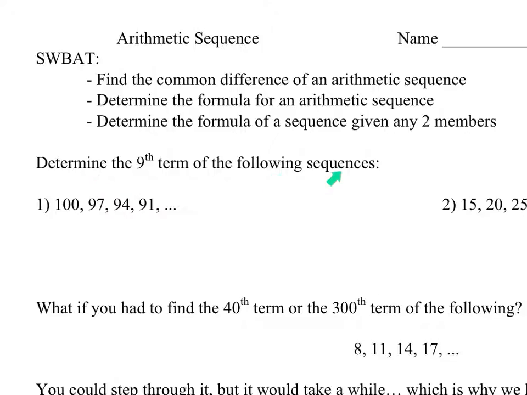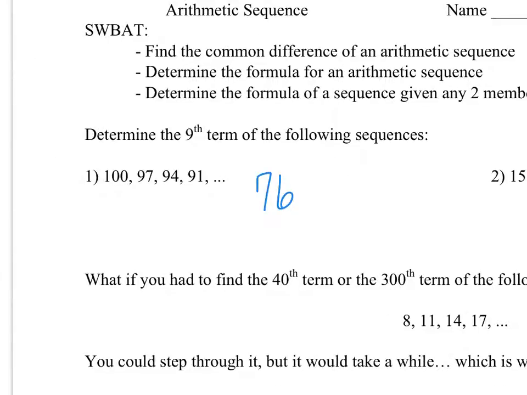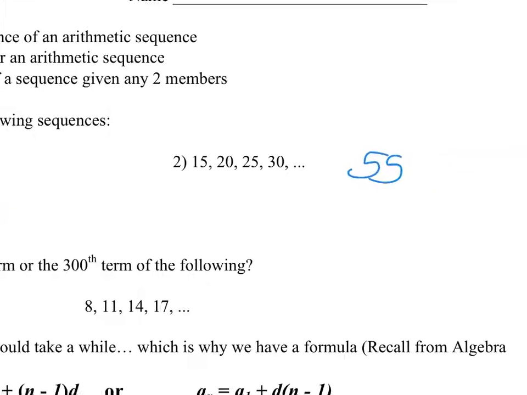So if we want to find the ninth term of the following sequence, take a second. You should be able to do that today. Okay, this one here, the ninth term should have been 96. It was 91. You went down by 3, so then it was 88, 85, 82, 79, 76, as long as I subtracted right. And this one went up by 5s, so the ninth term should be 55.